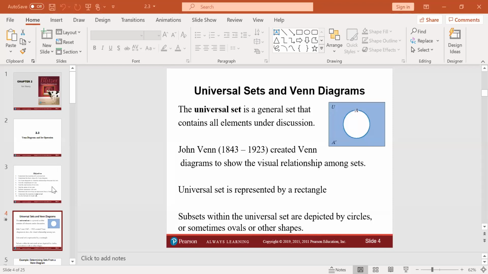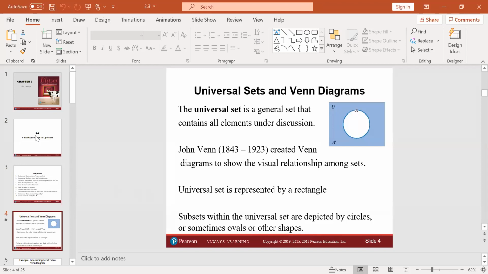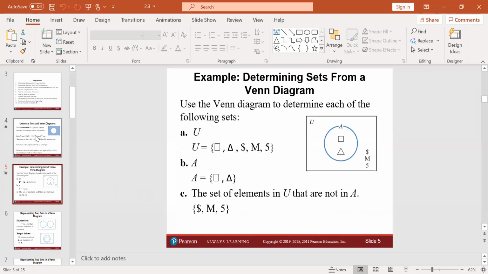All right, so we're ready to move on to section 2.3. We're going to be talking about certain set operations and Venn diagrams, and this is actually going to be the meat and potatoes of chapter 2, this section. So we won't go uber into detail with it.